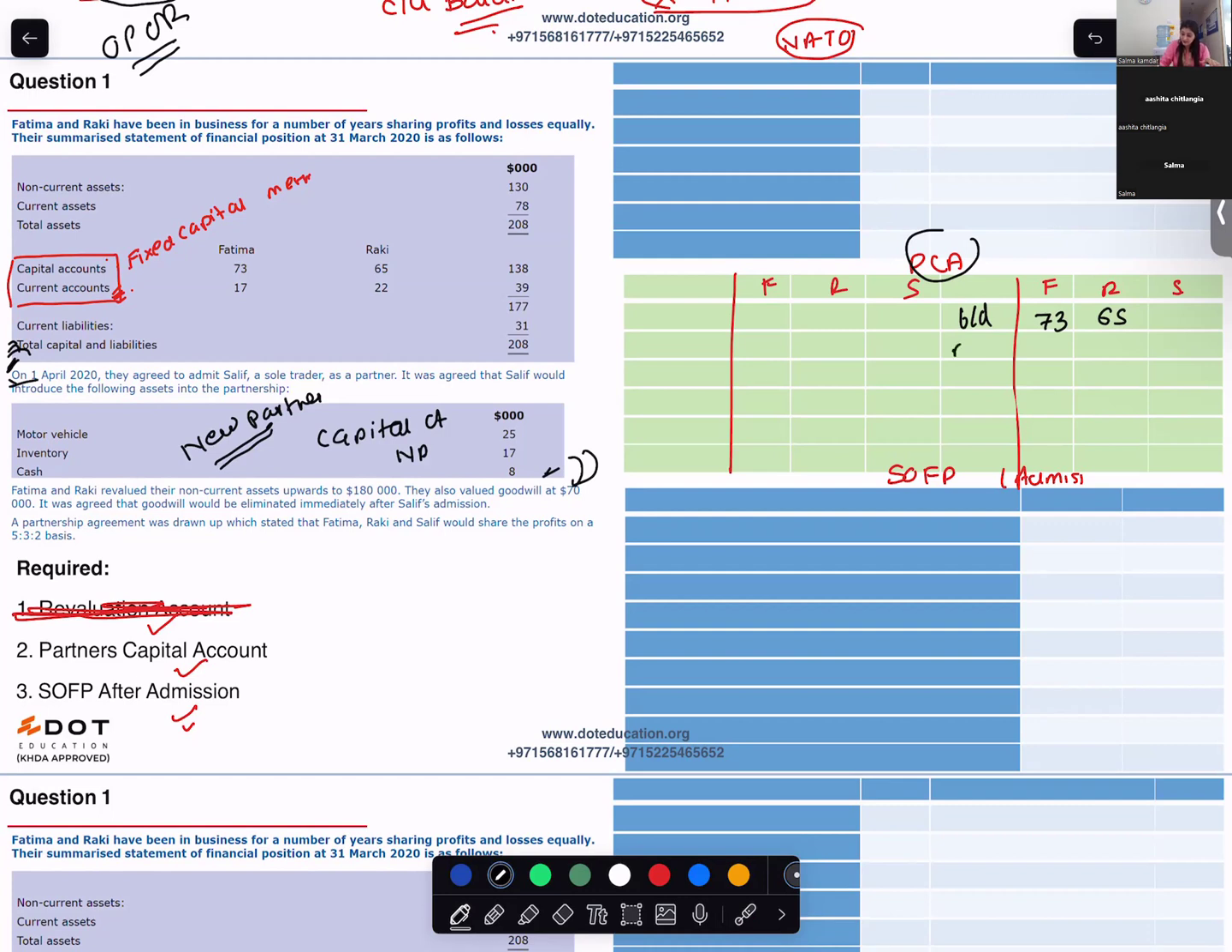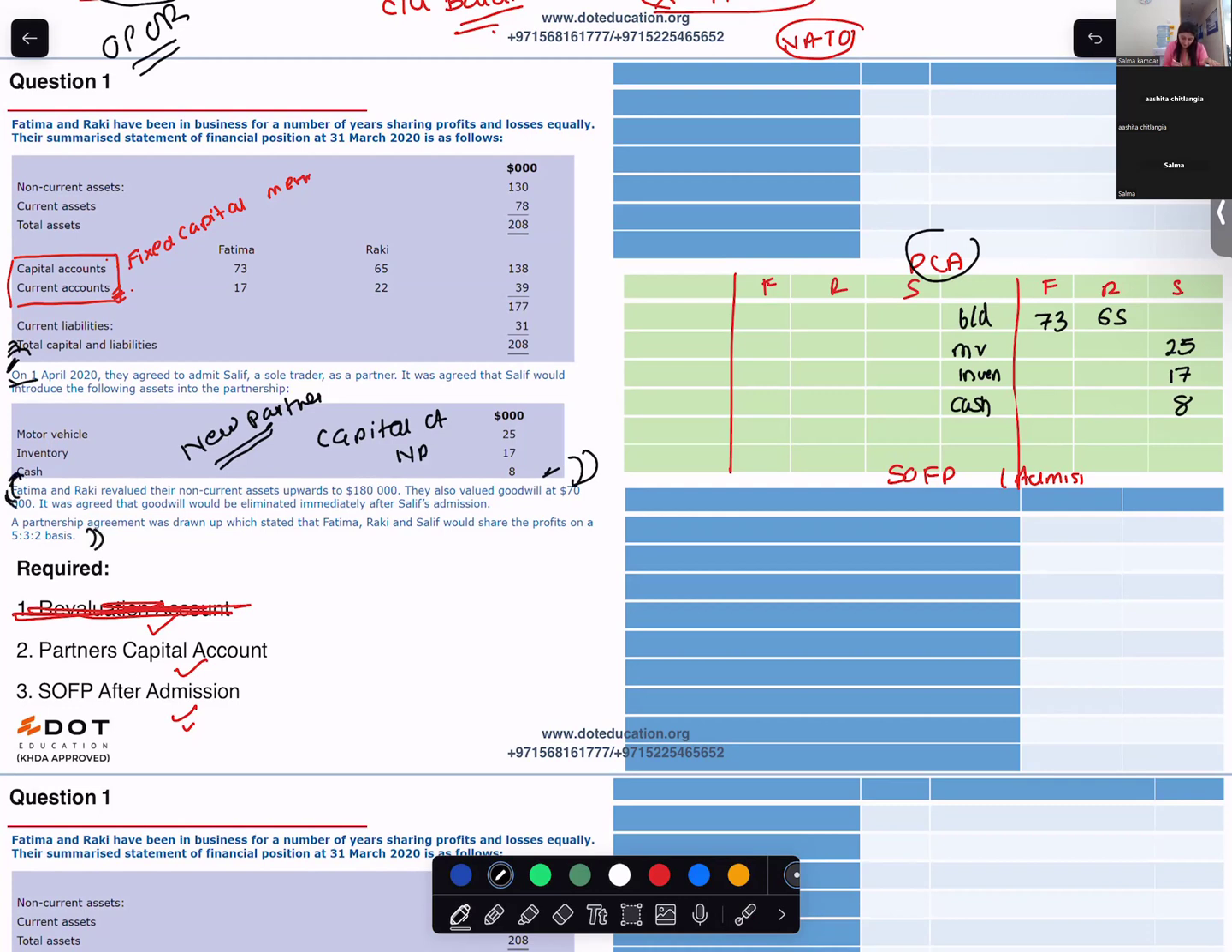So the new partner is getting in motor vehicles, he's getting in inventory, and he's getting in cash. Okay, so I have to write this all also. So this is the new partner's capital: 25, 17, and 8. Okay, fine. Read ahead.